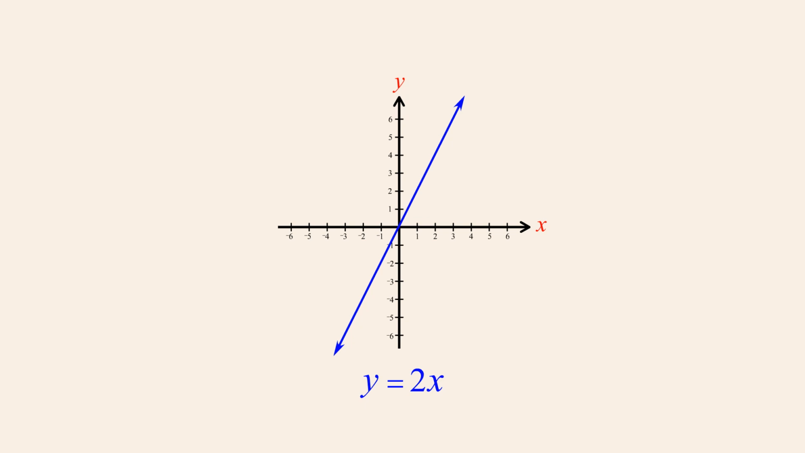We can confirm that this line passes through the origin, since substituting the coordinates 0, 0 into this equation results in a true statement. Therefore, the point 0, 0 lies on this line.